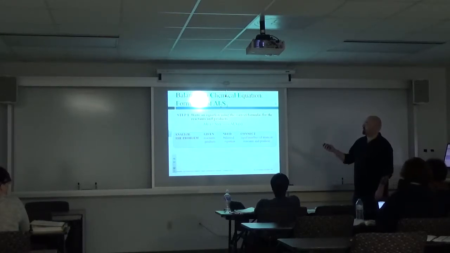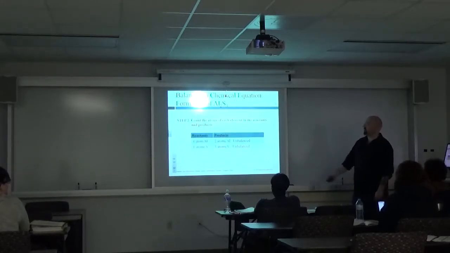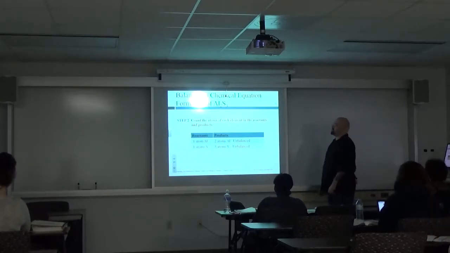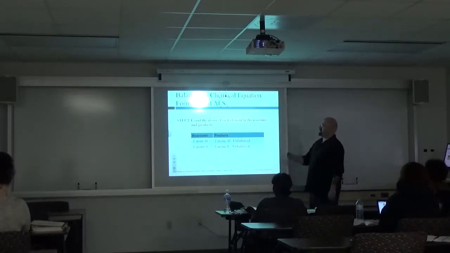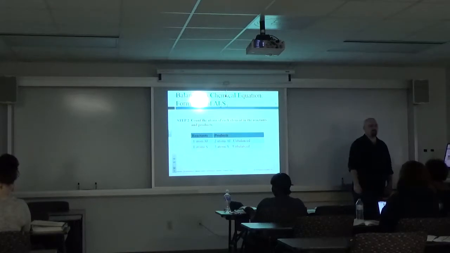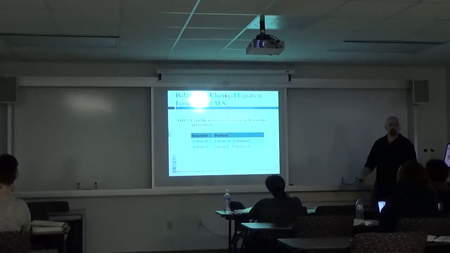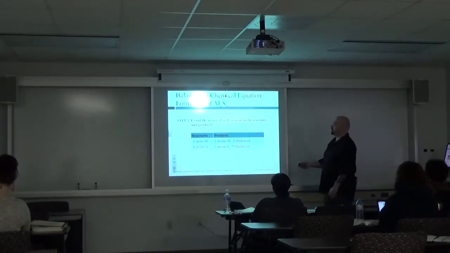So, is this balanced currently? No. We only have 1 aluminum on the left, and how many do we have on the right? 2. Thus, it's unbalanced, shown in bright red in this table. We have 2 atoms of aluminum on the right, 3 atoms of sulfur on the right. So what do we need to do to balance this? We need to make the ones on the left equal to the ones on the right. So, what's an easy way to do that?